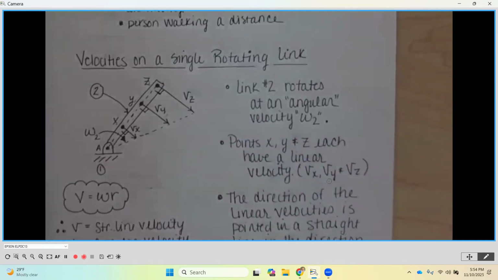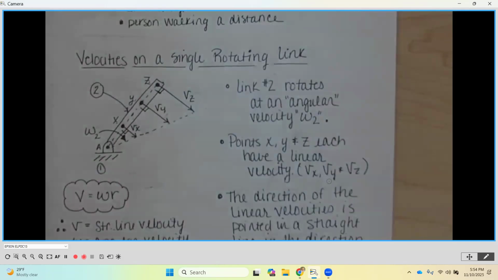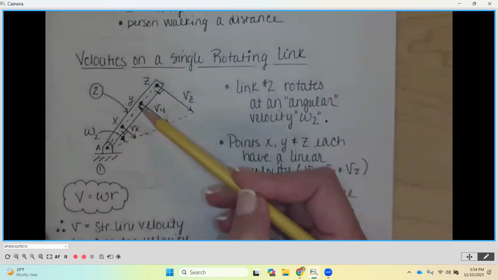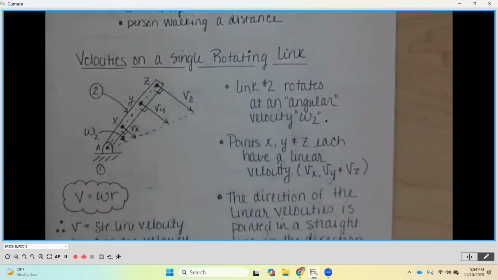So any single link, for instance, can have rotational motion as long as it has a fixed center that it's going to revolve around, okay? Now, we have points along that link. You'll notice that I have marked X, Y, and Z. And in each one of those points, you're going to notice that there is a velocity vector.